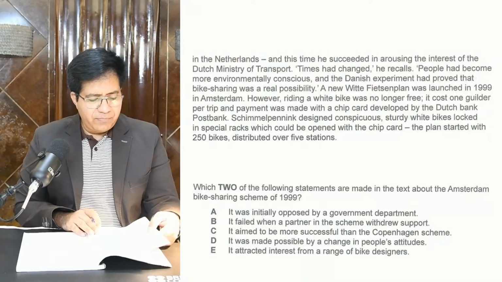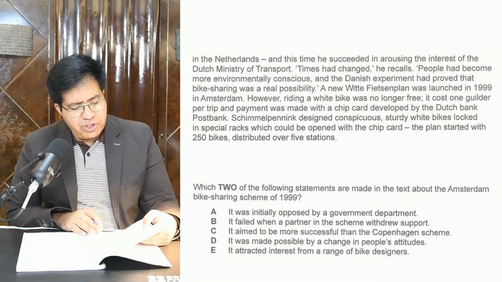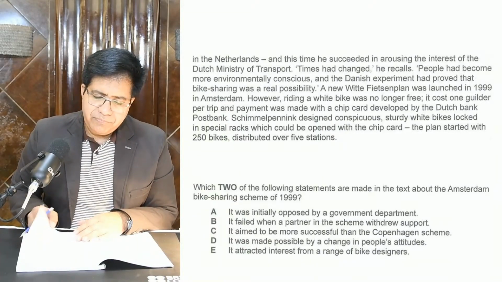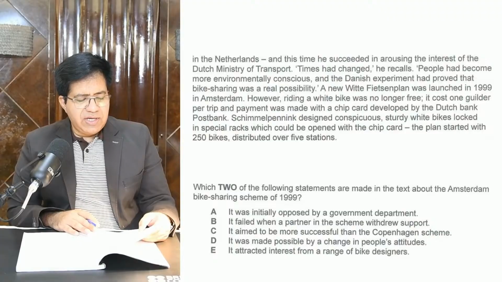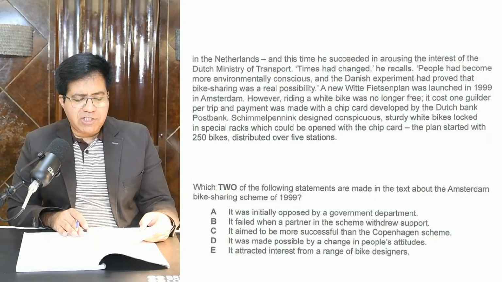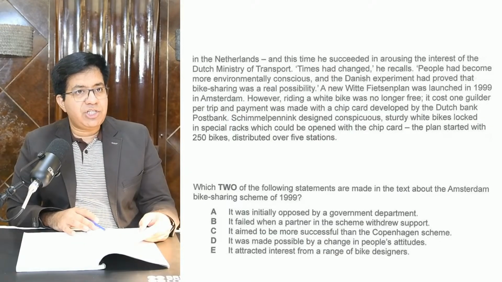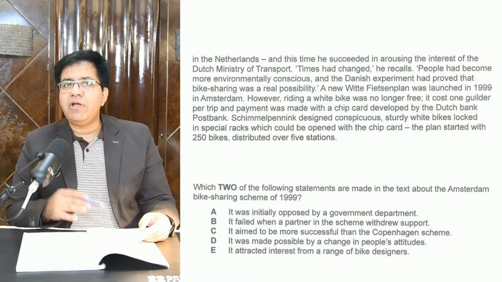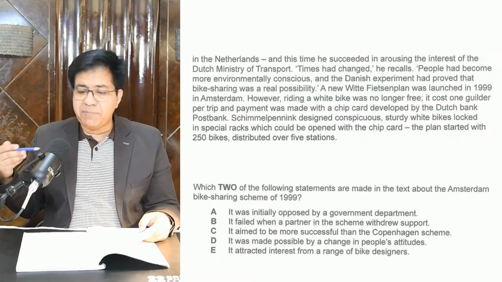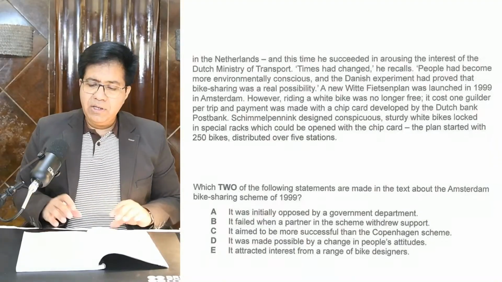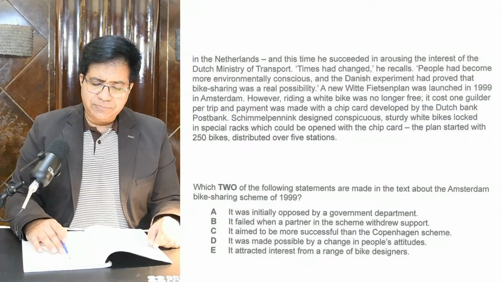Let's come back. Does it match with any of these options? Times had changed. People became much more conscious about the environment and all that. That is option D. It was made possible by a change in people's attitude. Times had changed. And what was the change in people's attitude? People had become much more conscious about the environment. So the first correct answer is option D. Now we see what is the second point they are making.